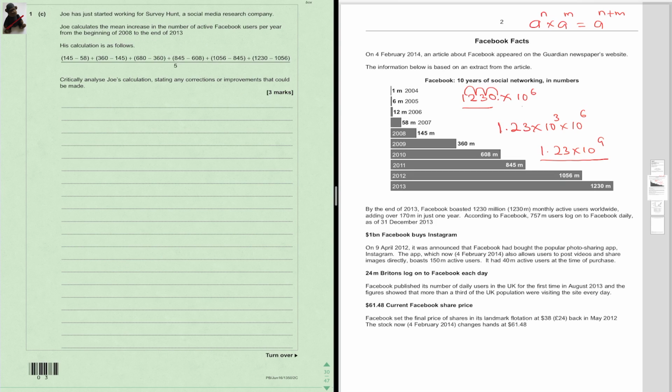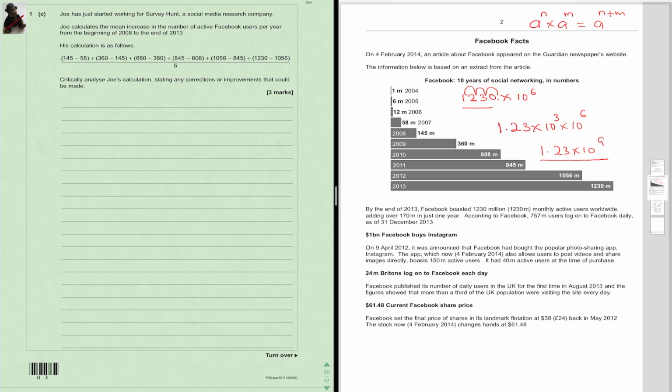Question 1c. Joe has just started working for Survey Hunt, a social media research company. Joe calculates the mean increase in the number of active Facebook users per year from the beginning of 2008 to the end of 2013. His calculation is as follows. Right, so Joe is trying to calculate the mean. Critically analyze Joe's calculation, stating any correction or improvement that could be made.